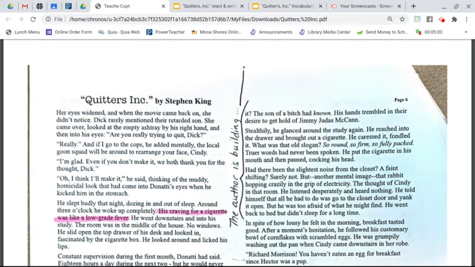Stealthily, he glanced around the study again. He reached into the drawer and brought out a cigarette. He caressed it, fondled it. What was that old slogan? So round, so firm, and so fully packed. Truer words had never been spoken.